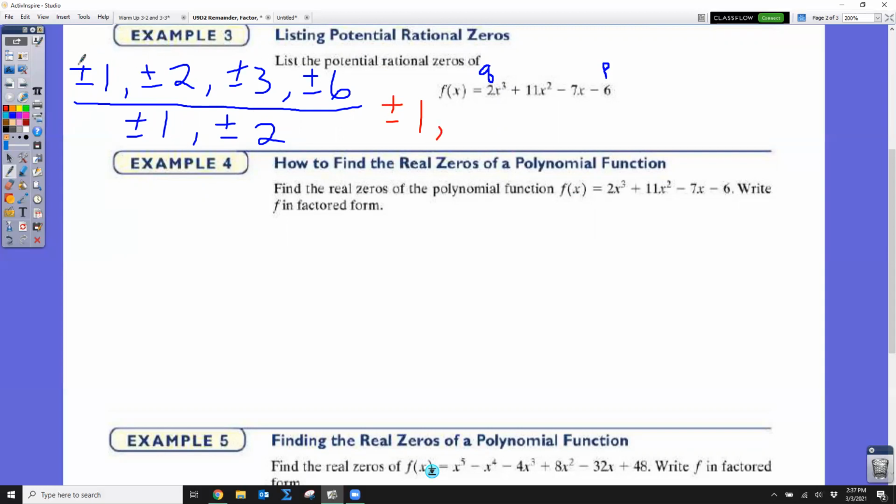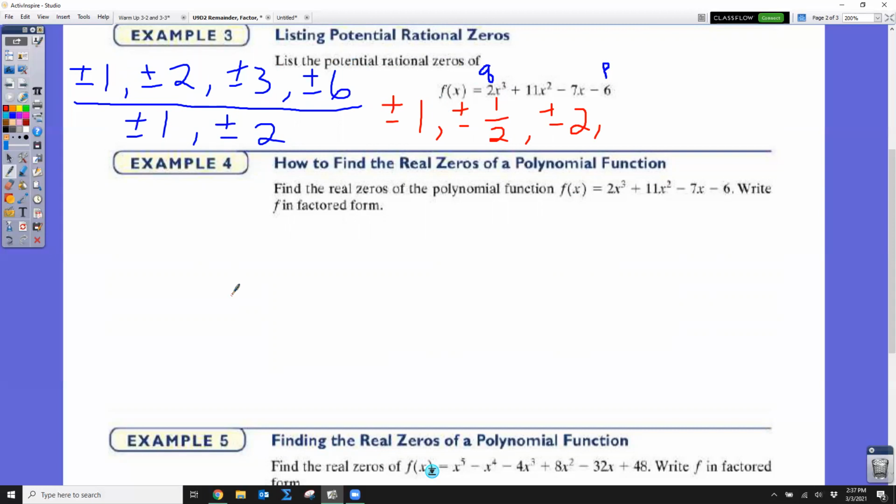Okay, the next combination is we can take 1 on the top and 2 on the bottom. So that means we can have positive or negative 1/2. Okay, after we have that taken care of, we jump up here to the 2. So we have 2 and 1, so plus or minus 2. And then 2 and 2 is 1. We already have that one listed. So now we go to the next one.